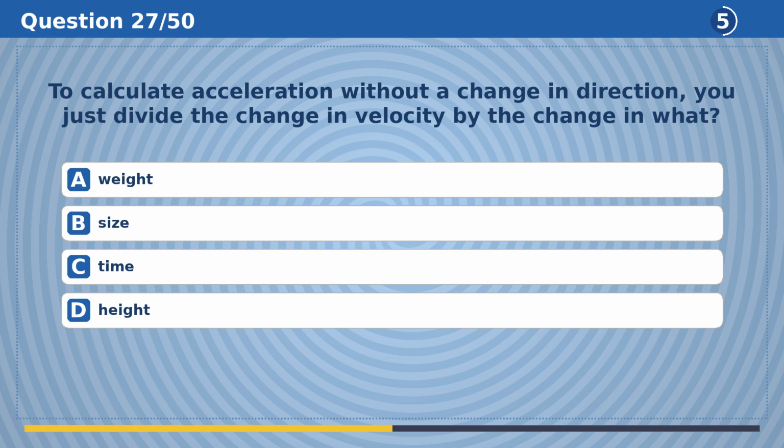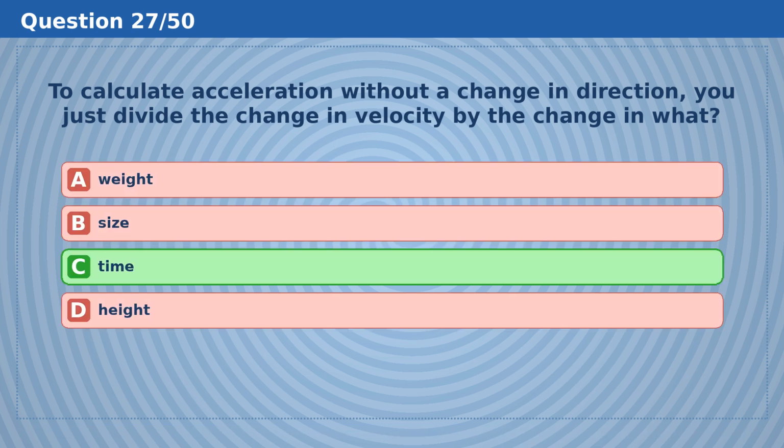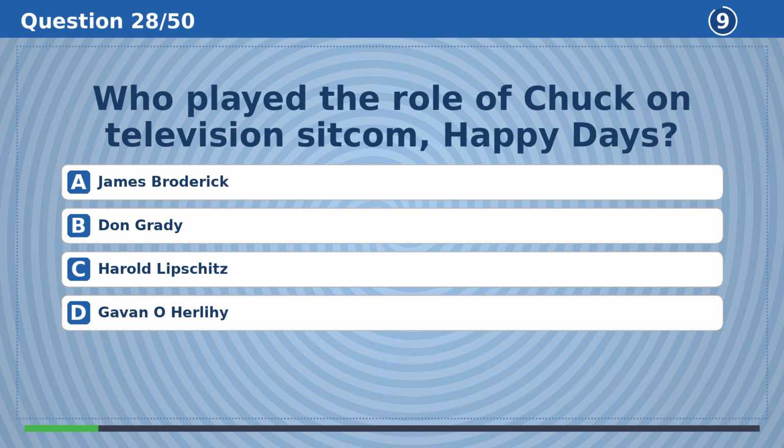To calculate acceleration without a change in direction, you just divide the change in velocity by the change in what? The answer is C, time.